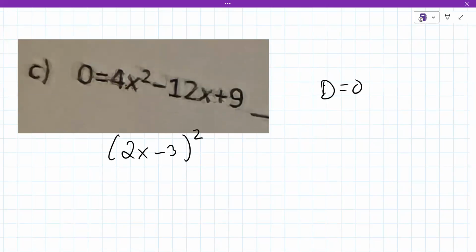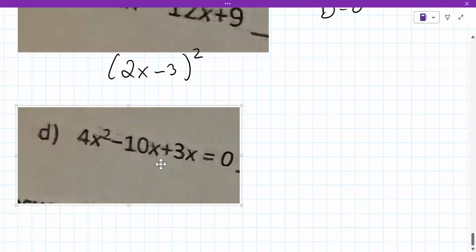Let's do one more here, part D. This one requires you to simplify a little bit first. Your teacher is not beyond making one where you have to combine these two first. This is really 4x squared minus 7x. And you can still use the quadratic formula. Your c is just 0.